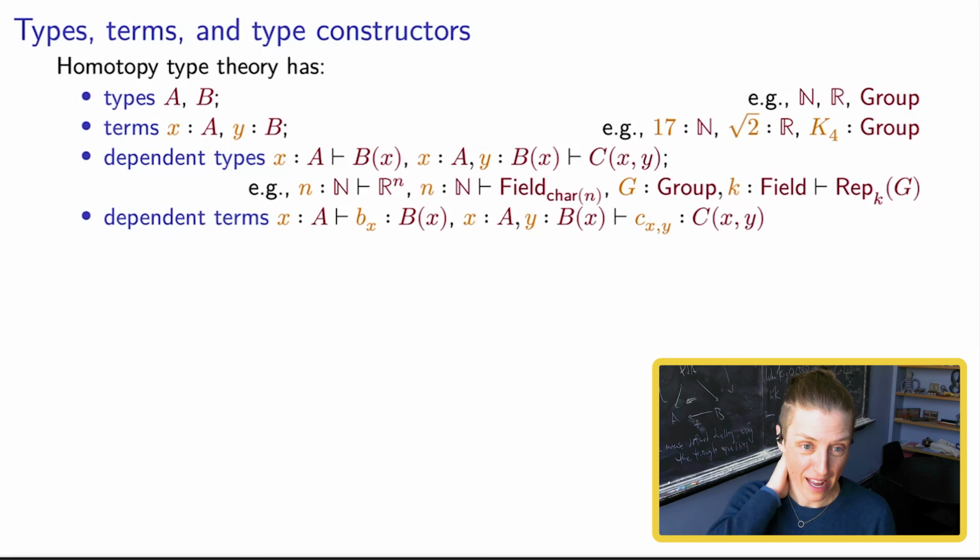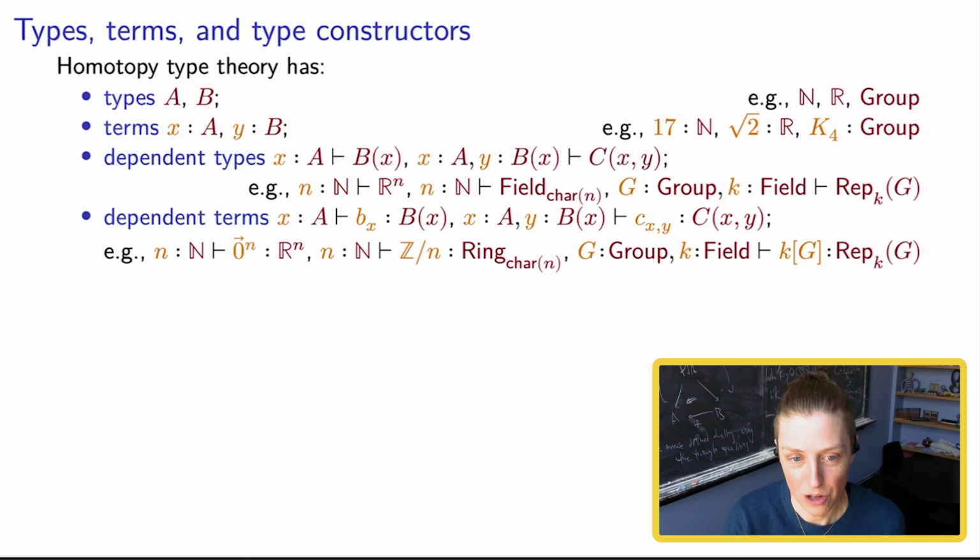So if I have a family of types B depending on a type A, a dependent term is a function that would take an arbitrary term X of type A and return a term B of X of type B of X. So for example, in the family of Euclidean spaces, the family of types Rn dependent on a natural number n, I have a dependent term which picks out the zero vector in each Euclidean space. So for each natural number n, I can pick out the zero vector in Rn. That's an example of one of these dependent terms.